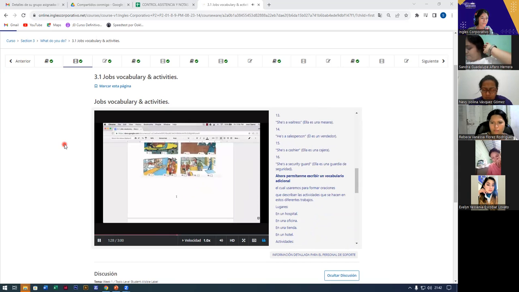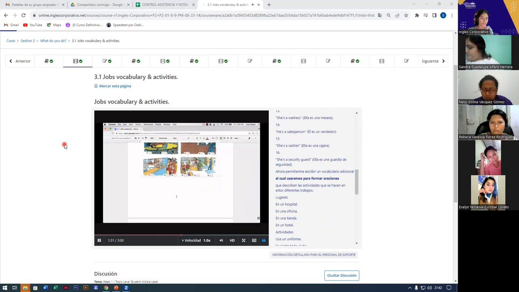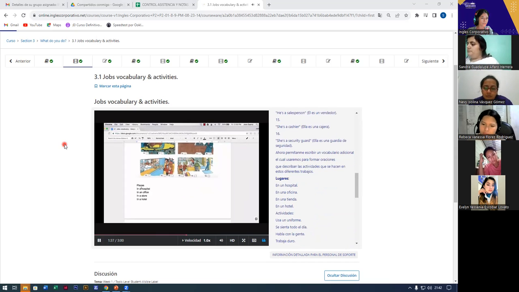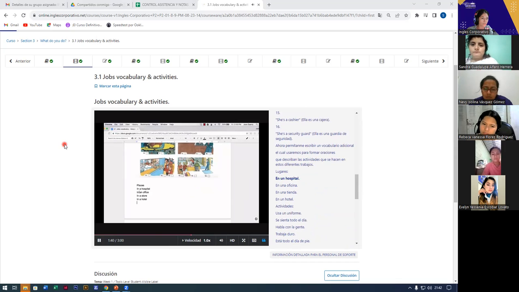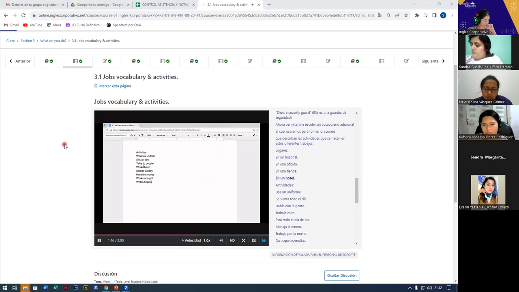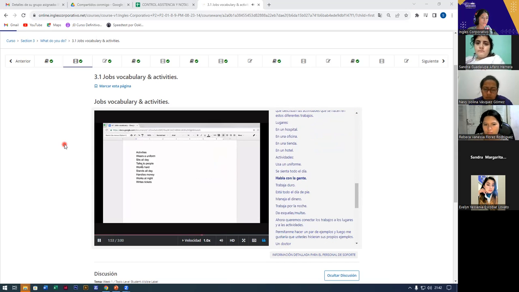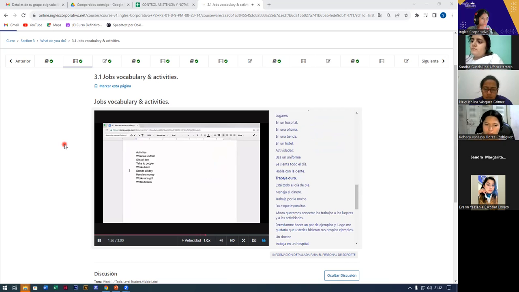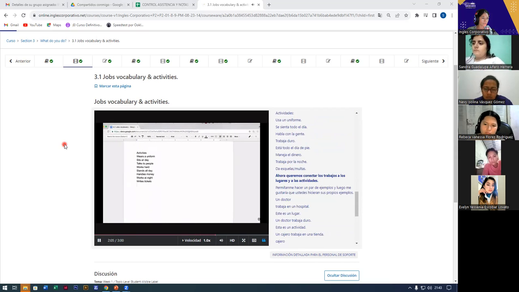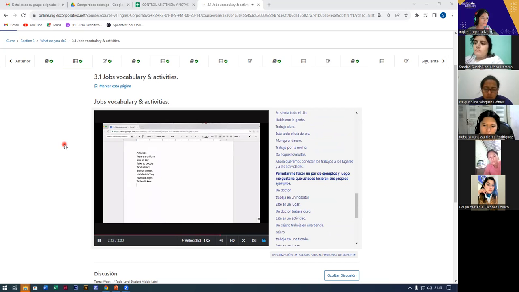Now, let me write some additional vocabulary, which we will use to make sentences which describe the activities that these different jobs do. Places: in a hospital, in an office, in a store, in a hotel. Activities: wears a uniform, sits all day, talks to people, works hard, stands all day, handles money, works at night, writes tickets. Now, we want to connect the job to places and activities. Let me make a couple of examples, and then I would like for you to make your own.